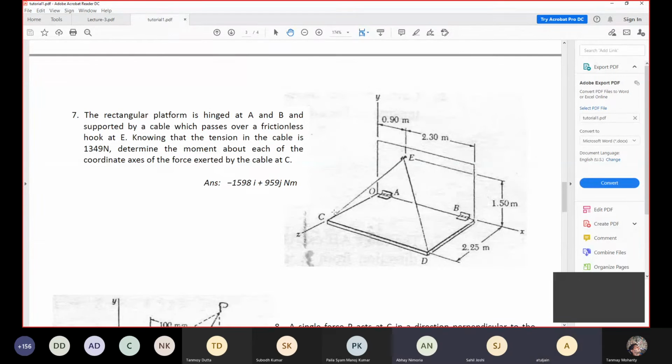Sir, can you please explain the 8th question? Sir, I have a doubt in question number 7. Shouldn't we write these two terms separately? Yes, sir. The plus should not be there. Otherwise, it would make it about the origin. Yes, sir. About each axis is what is being asked.